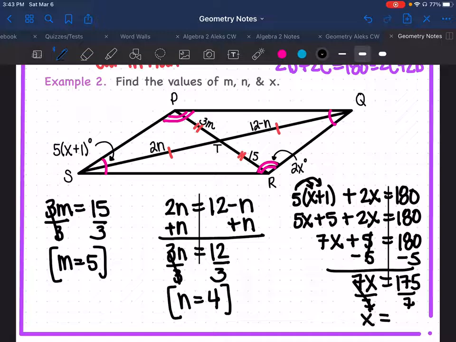X equals 25. Now, if I were asked to, which I was not, I could go back and plug in my answers. I could come back up here.